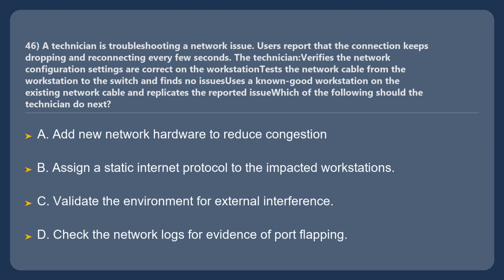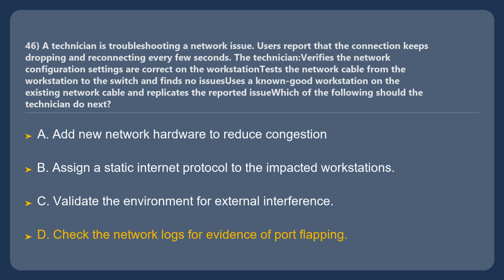Question 46. A technician is troubleshooting a network issue. Users report that the connection keeps dropping and reconnecting every few seconds. The technician verifies the network configuration settings are correct on the workstation, tests the network cable from the workstation to the switch and finds no issues, uses a known good workstation on the existing network cable and replicates the reported issue. Which of the following should the technician do next? Option A, add new network hardware to reduce congestion. Option B, assign a static internet protocol to the impacted workstations. Option C, validate the environment for external interference. Option D, check the network logs for evidence of port flapping.